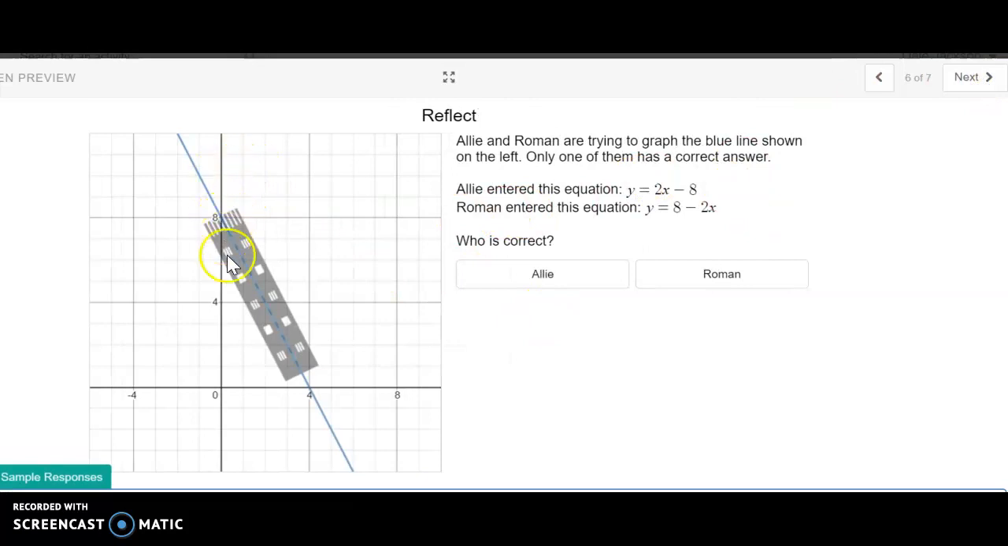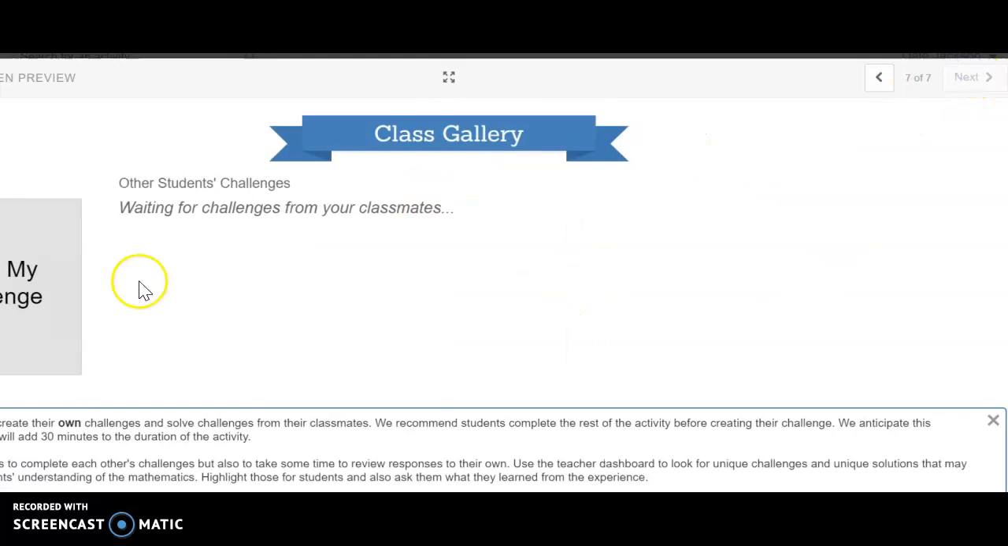Now it's the same idea. Now that you've played around with what an appropriate equation would look like based on its slope and y-intercept, look at these two here. You're just going to guess who is correct, and it's going to ask you your reasoning. And then, of course, you get to make a challenge.